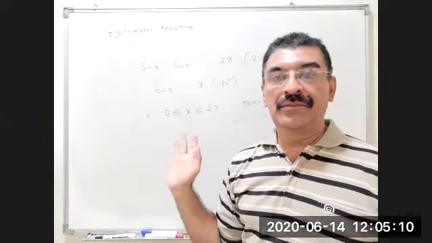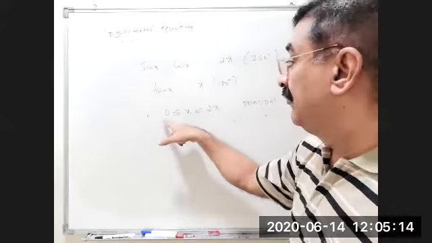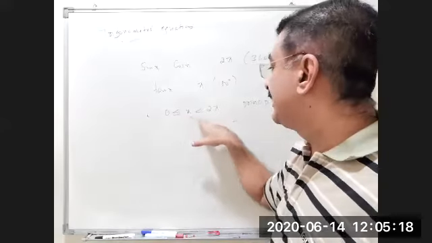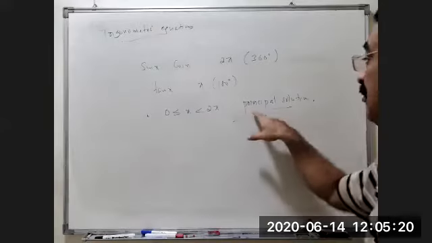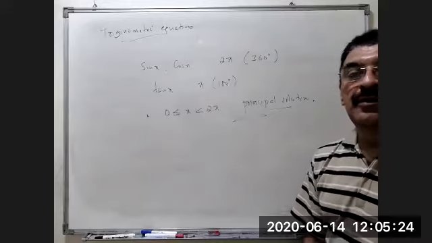Any doubts? So, the first two solutions, that is, 0 less than or equal to x less than 2 pi, are the principal solutions.